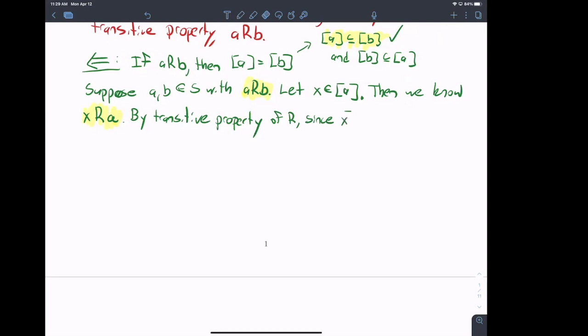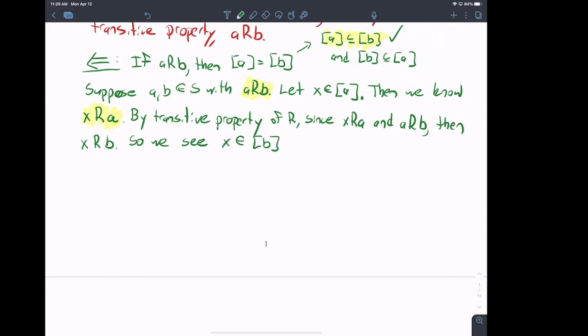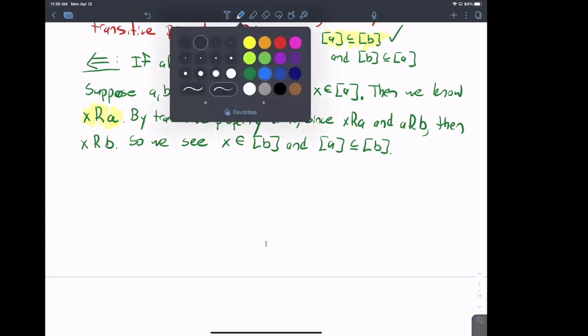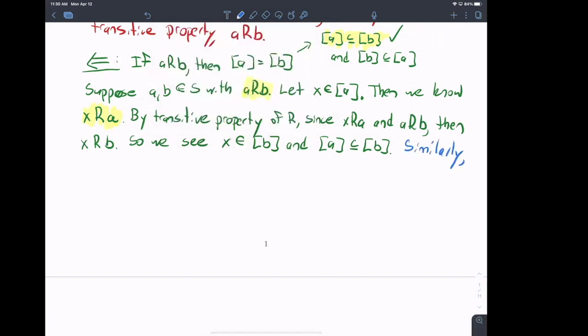Since we've got X is related to A, and A is related to B, then X is related to B. So this tells us X, therefore, is in equivalence class B, and that proves that A is a subset of B. Equivalence class A is a subset of equivalence class B. I'll just put in blue here.